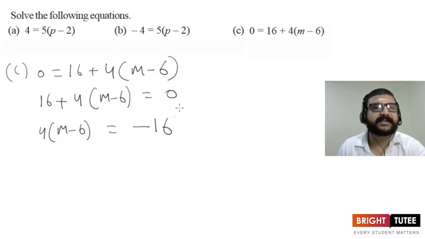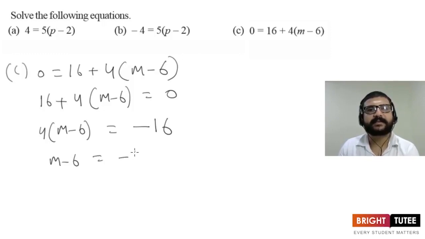Now we have written minus 16 here because we are going to get 0 minus 16, and that will give us minus 16 only. Now we have to transpose this 4 here. So after transposing 4 here, we will get m minus 6 is equal to minus 16 divided by 4. Now we have to transpose this minus 6 here. Before that, let's simplify this first. We will get m minus 6 is equal to minus 4.